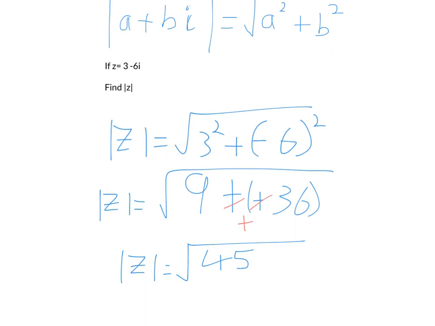So again, just to talk you through it, to get the modulus of z, we squared the real part, we squared the imaginary part. We simplify that out, and then we get our answer.